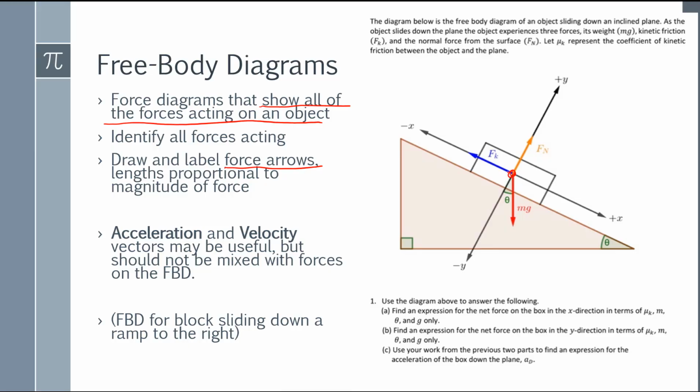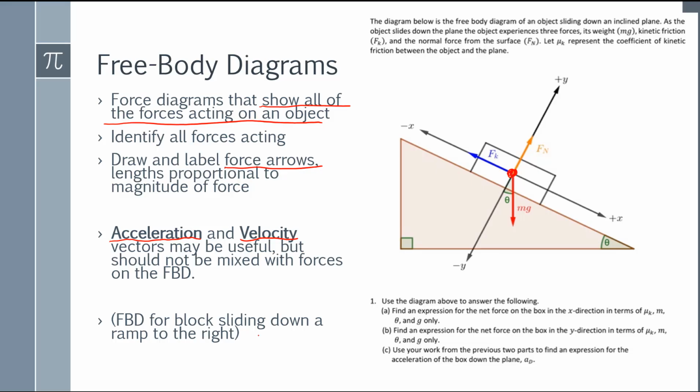Note that these diagrams are only for the forces acting on an object. We don't put the velocities or the accelerations in a free body diagram because they're not forces. Free body diagrams are all about identifying the forces. Sometimes acceleration and velocity are useful. We might want to know what direction the object is accelerating or the direction the object's moving, because sometimes forces depend on that. But we don't want to put that on the free body diagram.